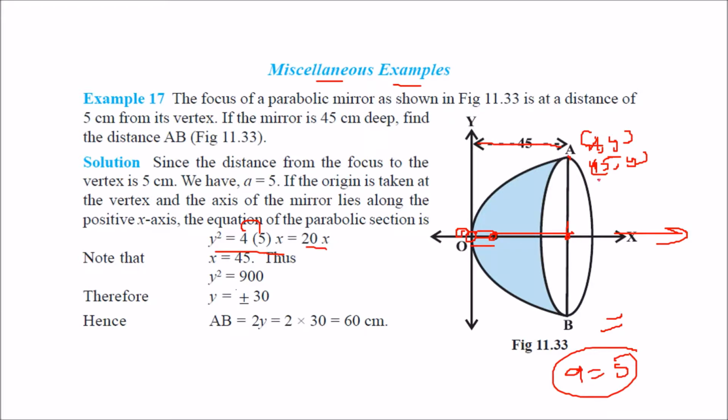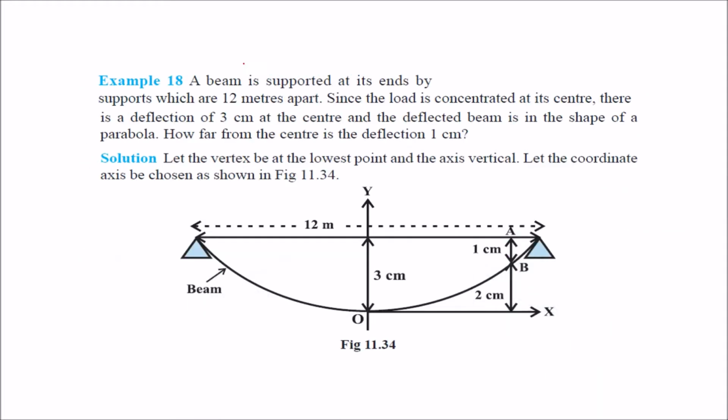And now 45 and y, x and y, means these 2 points are going to satisfy this equation. Let us place x equal to 45 in this equation. y square is equal to 20x, and you can get y is equal to plus minus 30. So this distance you have got 30, and this is exactly the same, 30. So it will be 2 into 30, that is 60 centimeter.